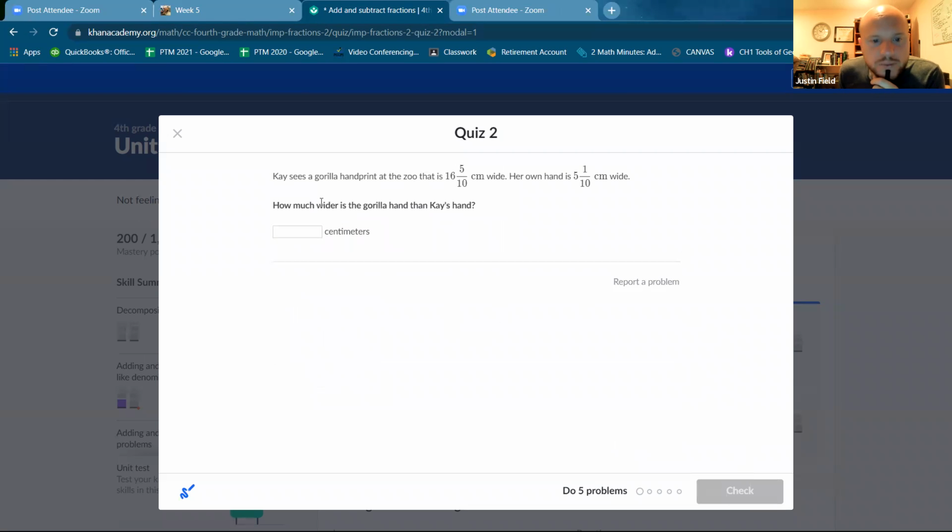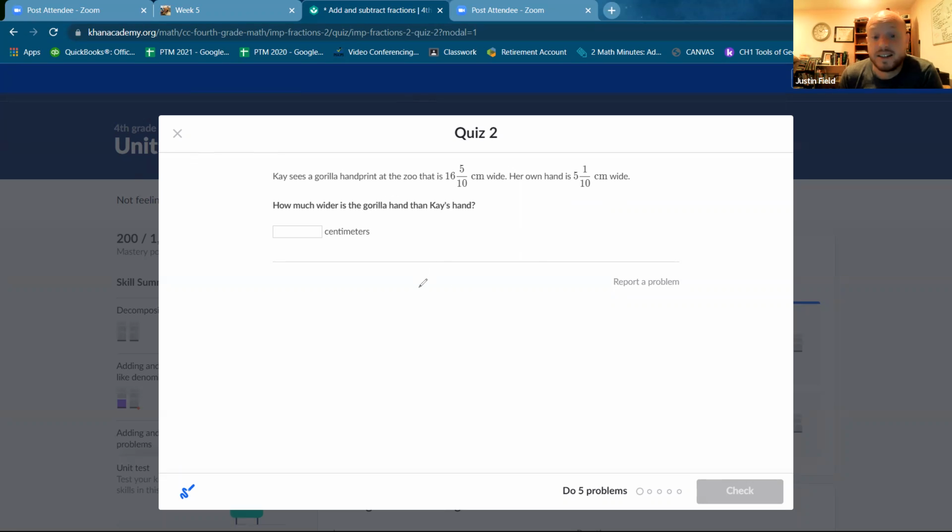All right, quiz 2. Kay sees a gorilla handprint at the zoo that is 16 and 5/10 centimeters wide. Her own hand is 5 and 1/10 centimeter wide. How much wider is the gorilla hand than Kay's hand? So we got the gorilla hand, we got Kay's hand, and how much wider? Well, what do you think? Is that addition, subtraction, multiplication, or division?